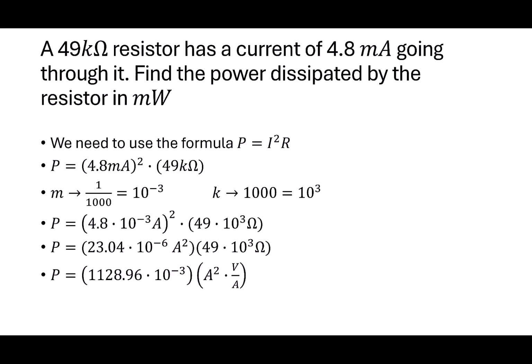Now I'm just going to multiply the number parts. So the 23.04 times the 49 gives me 1,128.96. The 10 to the negative 6 and the 10 to the power 3, you add the exponents. So negative 6 plus 3 gives me a negative 3. Then I collected my two units, A squared, and instead of writing the ohm, I wrote V over A.